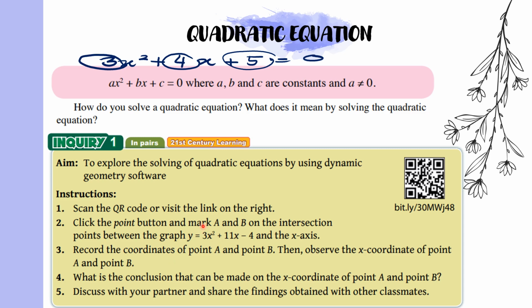If I click this link, I need to use the point button to mark A and B, point A and B on the intersection of the graph y is equal to 3x squared plus 11x minus 4 and the x-axis. You need to find the intersection of these two, then record the coordinates of points A and B, and observe the x coordinate. Okay, what is the conclusion?